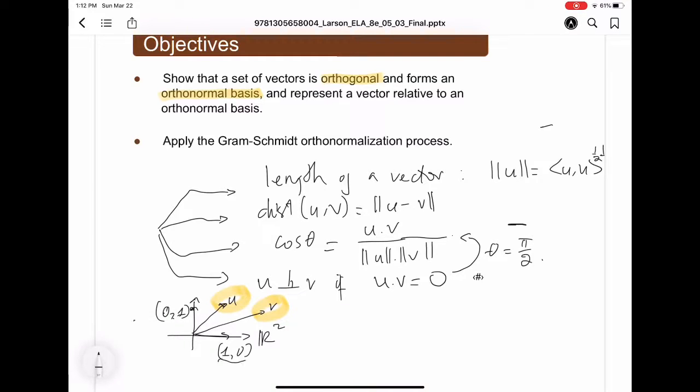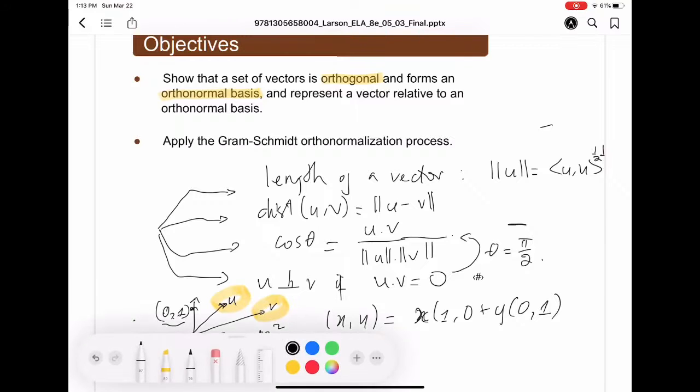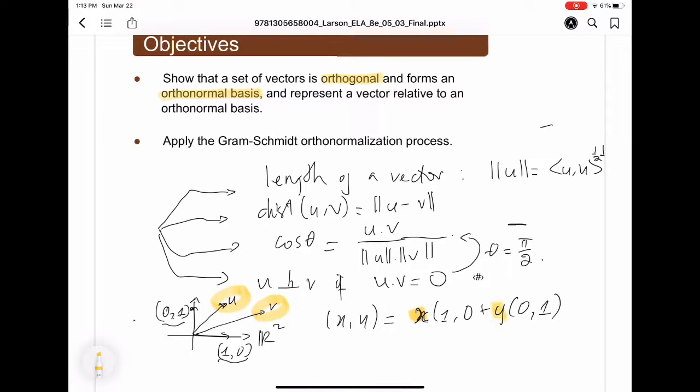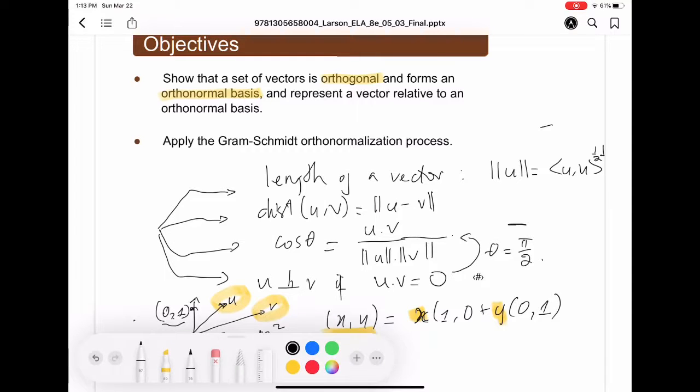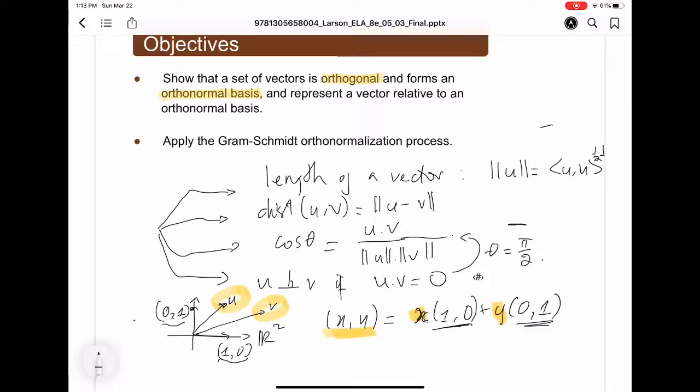If you have the orthonormal basis (1, 0) and (0, 1), any vector is just x(1, 0) plus y(0, 1). You see the x and y in here are just the coordinates of this vector in this basis. So everything is very convenient. That's why when we have a basis, we really want to get an orthonormal basis.